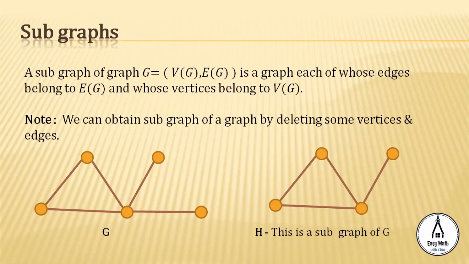Subgraphs. This is the definition of subgraphs. Simply, we can say if all the vertices and edges of a graph also belong to another graph, then that graph is a subgraph of the other. For example, here all the vertices and all the edges of H are also in the graph G. Therefore, H is a subgraph of G.